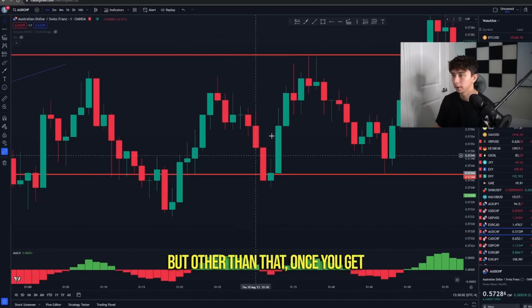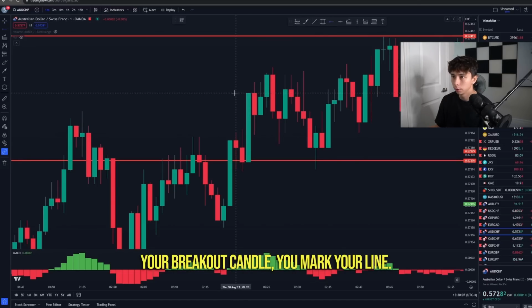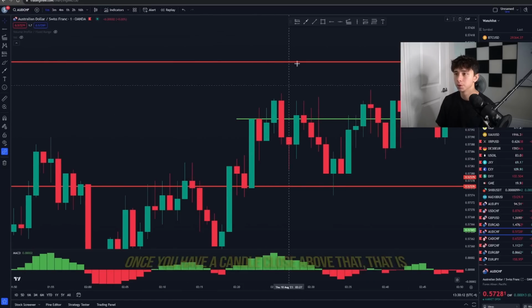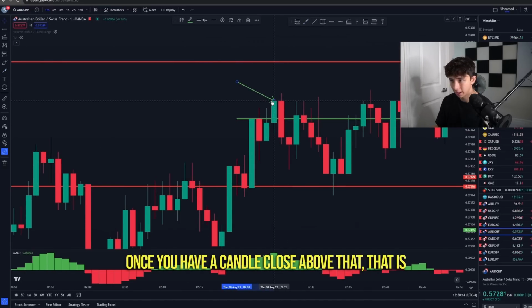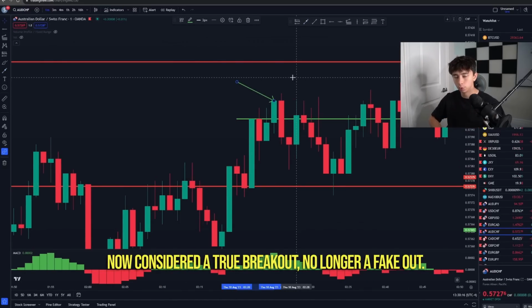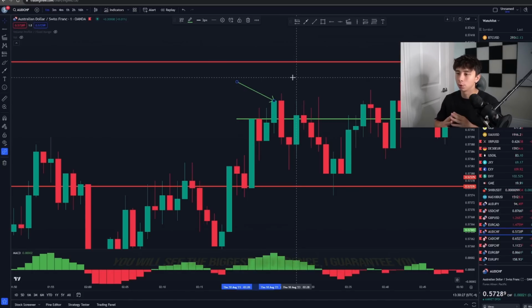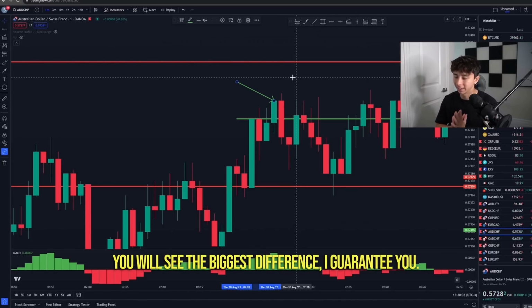But other than that, once you get your breakout candle, you mark your line, whatever you want to do. You don't have to mark it. I like to mark it. Once you have a candle close above that, that is now considered a true breakout, no longer a fake out. And this, ladies and gentlemen, go ahead and test this out for yourself. You will see the biggest difference, I guarantee you.